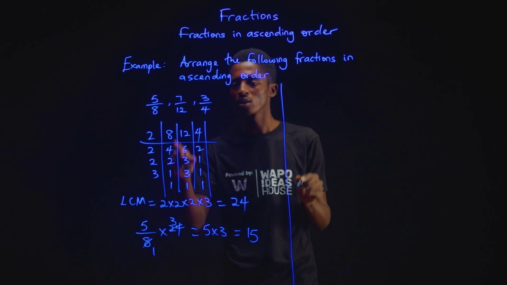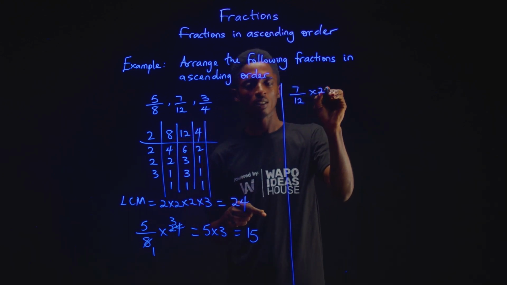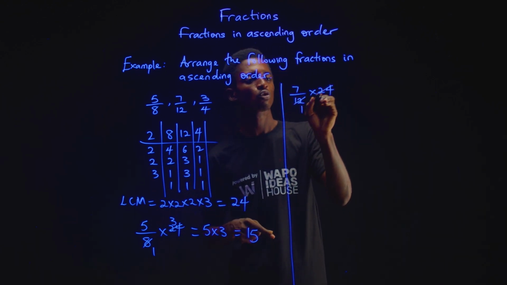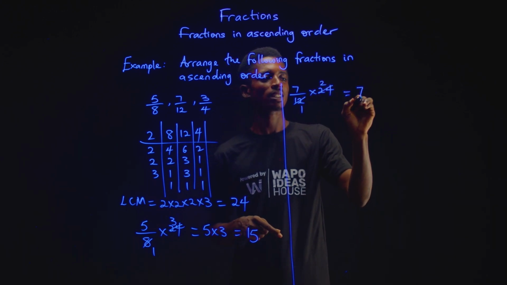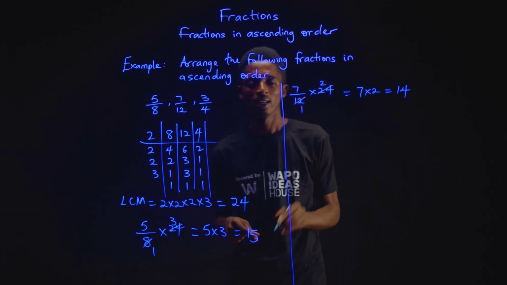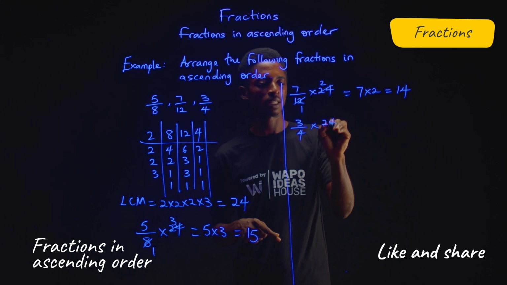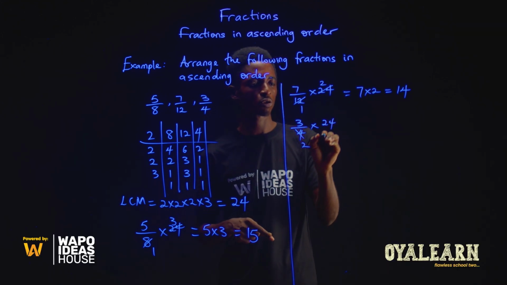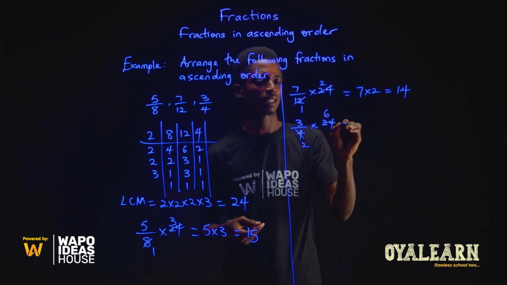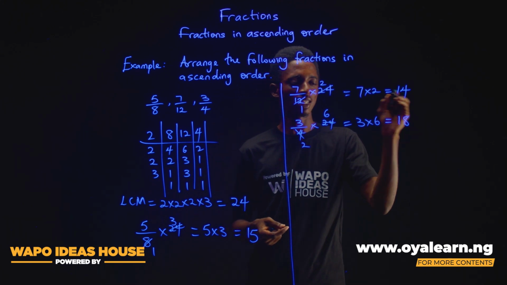Now let's get to the second fraction. 7 over 12 times 24. Now 12 here 1, 12 here 2. That is 7 times 2, which would give us 14. And then 3 over 4 multiplied by 24. 4 here 2, 4 here, that is 6, leaving us with 3 times 6, which is 18.